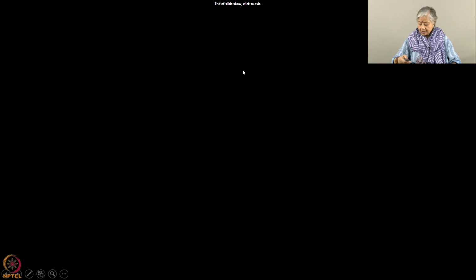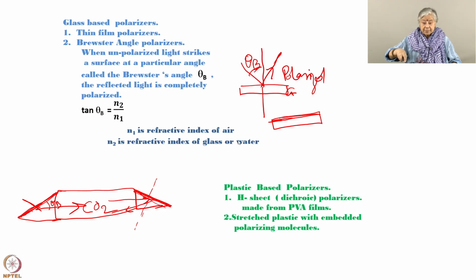Then you have the plastic based polarizers. Okay. Those are H sheet, they are called H sheet, they are dichroic polarizers made from PVA films, they are all plastic films. These are quite cheap, okay. Stretched plastic with embedded polarizing molecules sometimes. So, they are a whole kind of plastic which are stretched in a particular way in order to allow linearly polarized light to pass through or to be blocked.